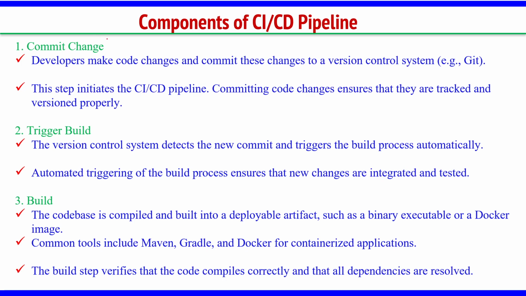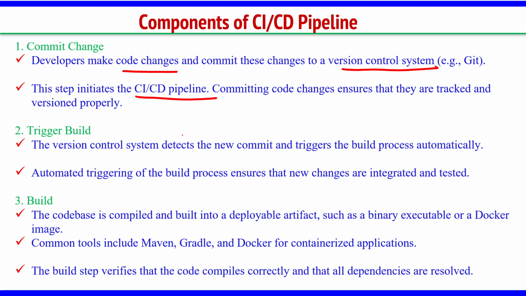The first one is the commit change. We know that something is happening at each level, right? So what's happening in the commit change? Okay, it's very simple. The developer writes the code and that is pushed to GitHub. In commit change, the developer makes the code changes and commits these changes to a version control system like Git. This step initiates the CI/CD pipeline. Once you do a commit, from there on the CI/CD pipeline begins. Committing code changes ensures that they are tracked and versioned properly.